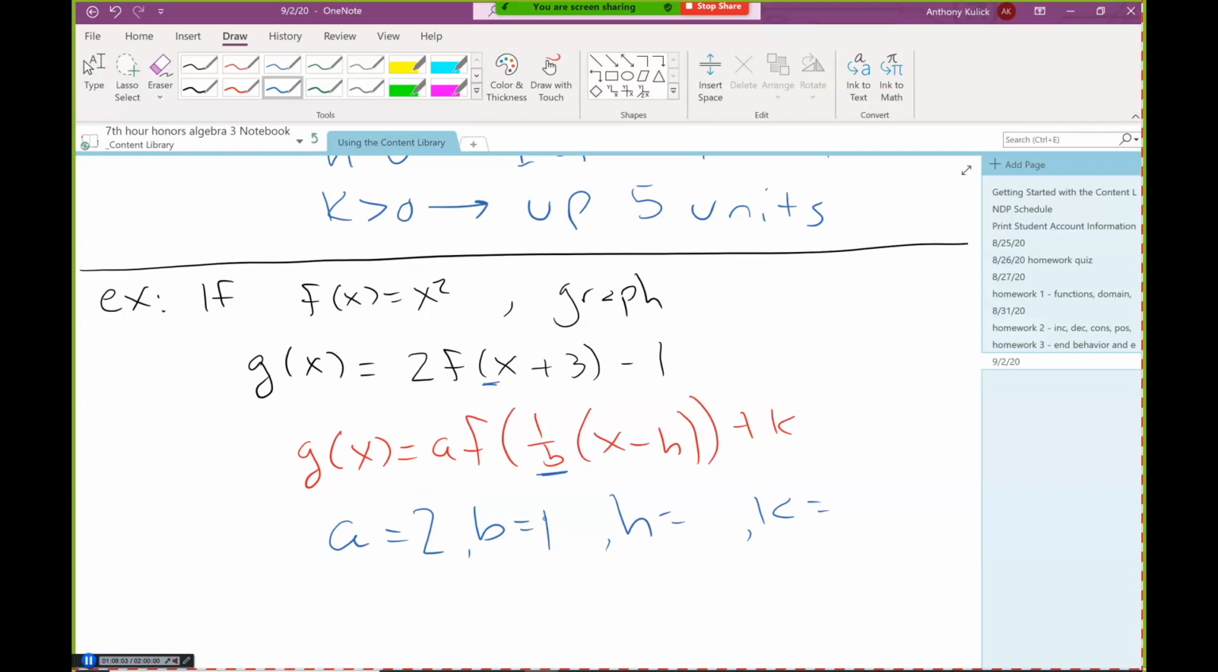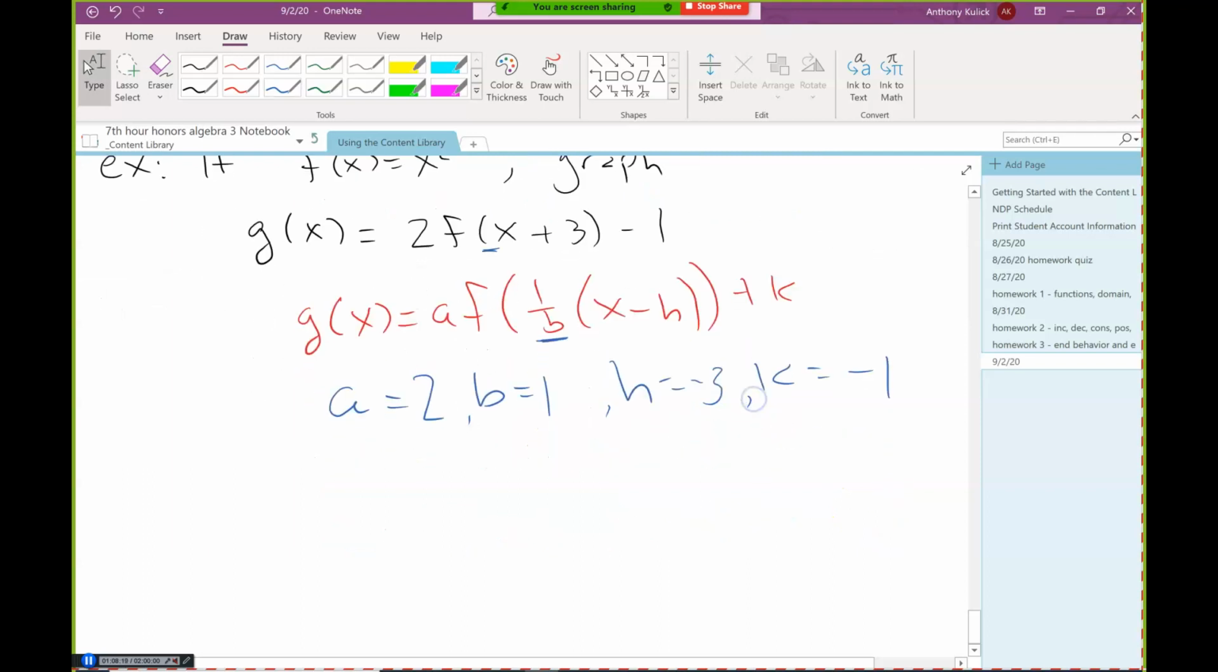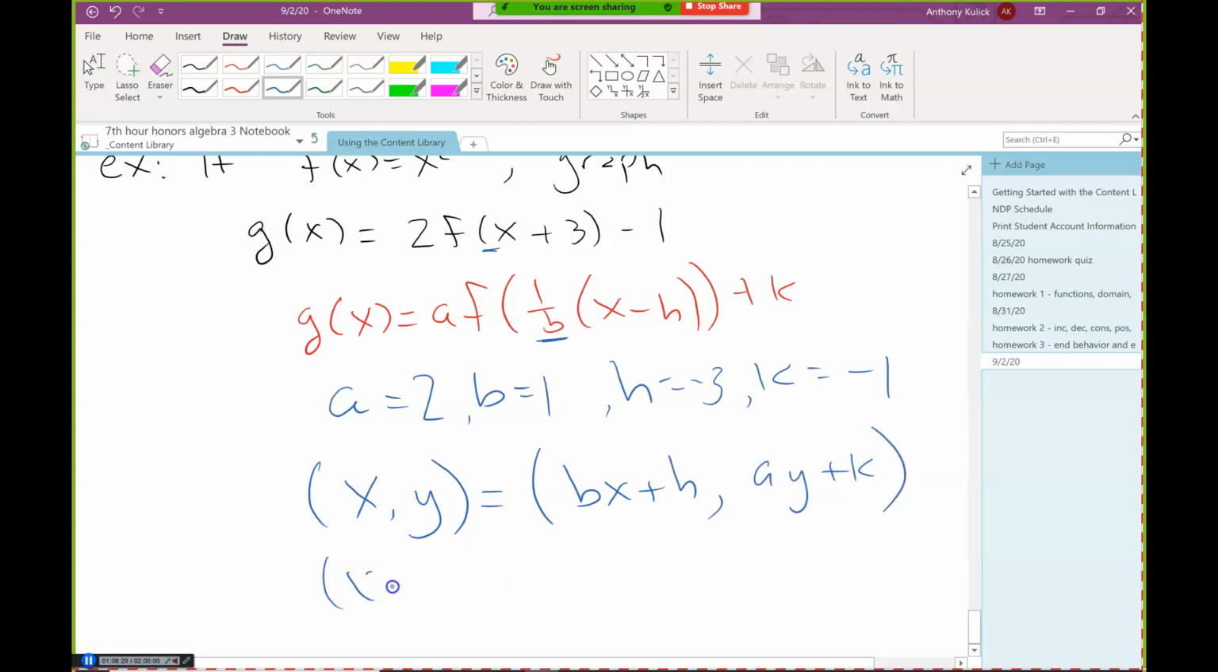The h is -3. That trick of flopping the sign on the h gets kids all year. And then the k is -1. Everybody okay with that? So using this, I'm going to use that transformation map that we wrote down at the very beginning. So in this case, we're going to have 1 times x plus -3, 2 times y plus -1. Everybody's okay there?